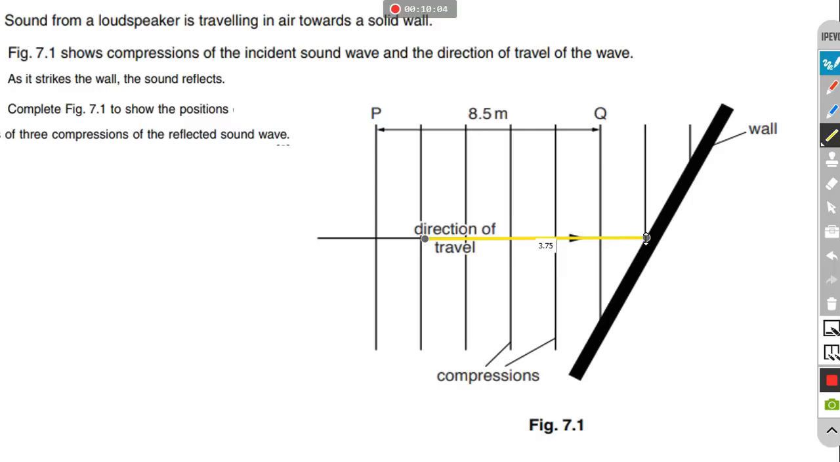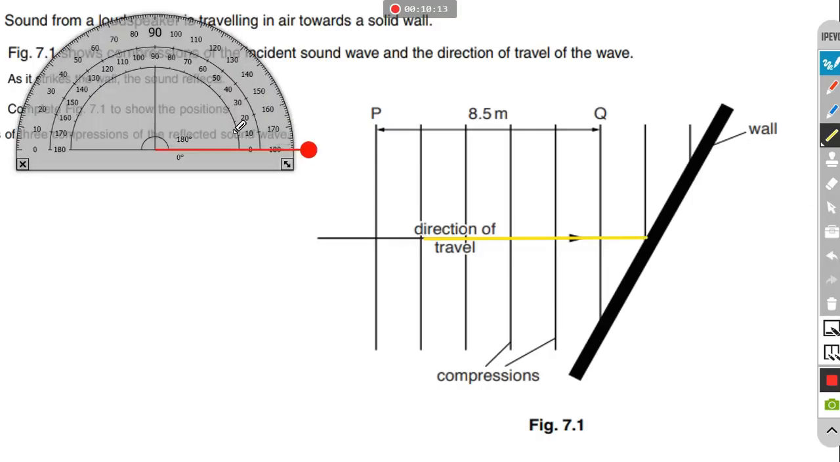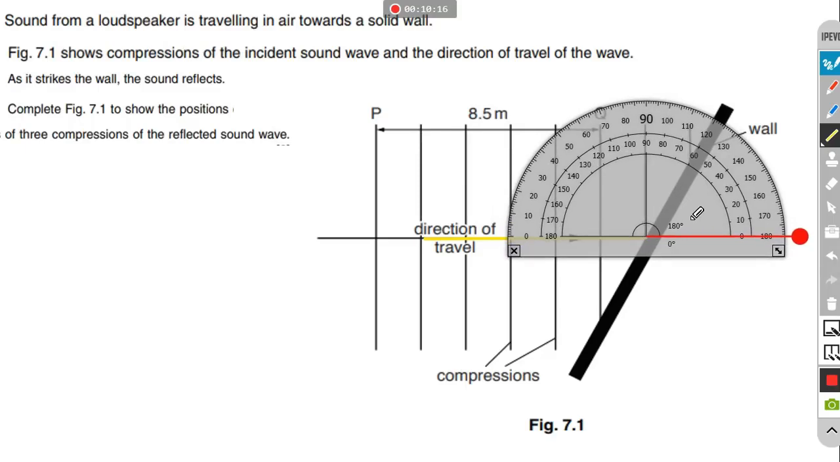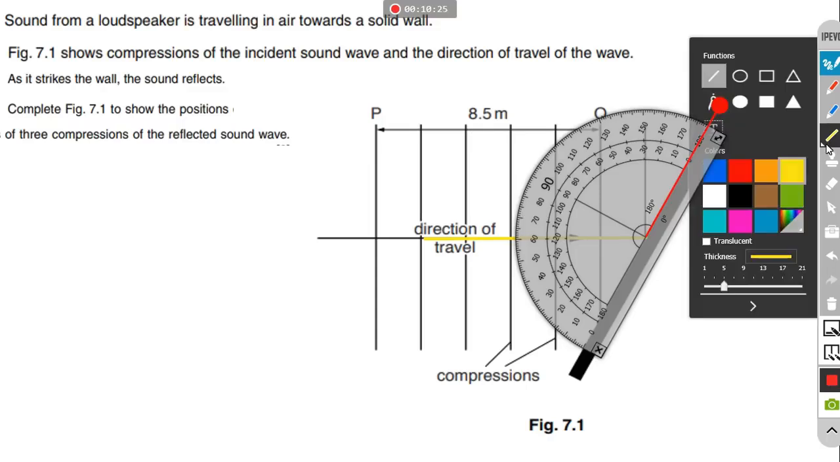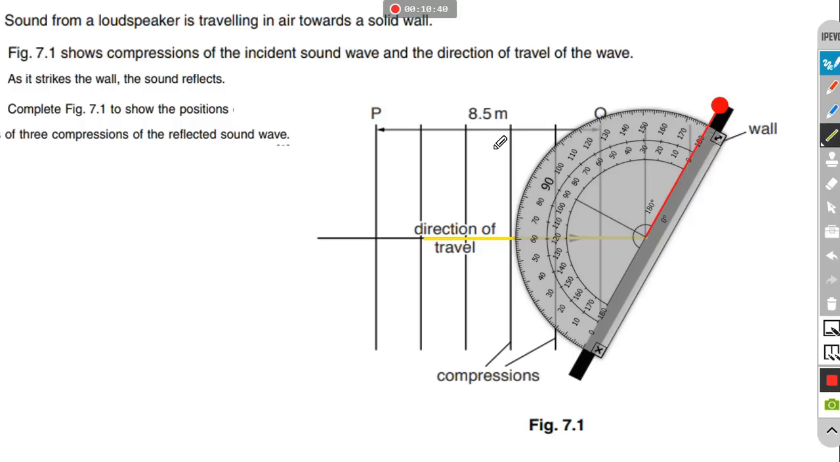Okay, and then at the point where it strikes the wall, we need to draw a normal line. So let me just get the protractor to make sure the angle is 90 degrees. At this point, I'm going to rotate it, and at 90 degrees we draw a normal line. Now the normal line should be a dotted line, so any dotted line I'm going to represent with, let's say, green. So this would be our dotted lines. So from here we are going to draw a line exactly on the 90 mark.